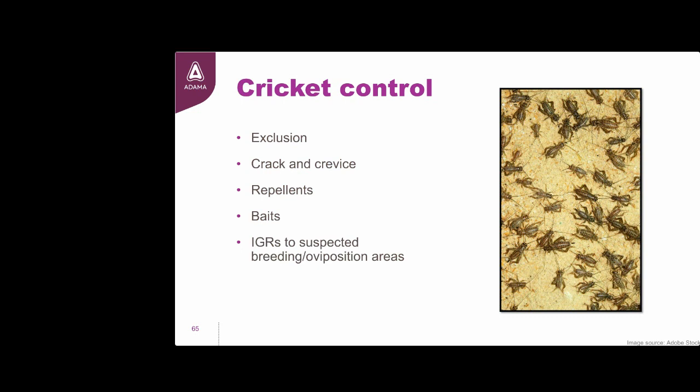or mercury vapor light. Also, when it comes to cricket control, in addition to those tactics, there's a lot of really effective pesticide products, insecticides, whether that's a bait, granular bait, residual product around the exterior and the perimeter, IGRs. We have several options to incorporate into our cricket control programs.